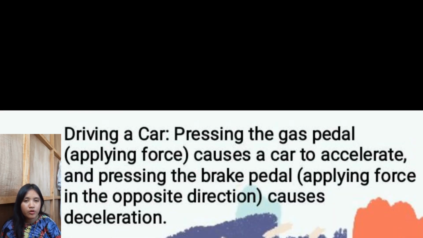So another example is driving a car. Pressing the gas pedal, applying force, causes a car to accelerate, and pressing the brake pedal, or applying force in the opposite direction, causes deceleration. Explanation. Inigtamak nimo sa gas pedal, nag-apply na kag force, nga mao'y rason nga mudagan ang car, ug inigtamak nimo sa brake pedal, nag-apply kag force sa lahi nga direksyon nga mahimong rason nga muhunong ang car nga imong gimaneho.